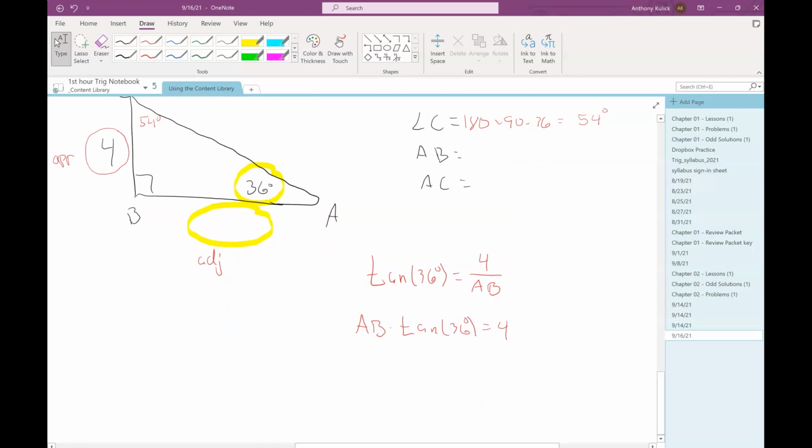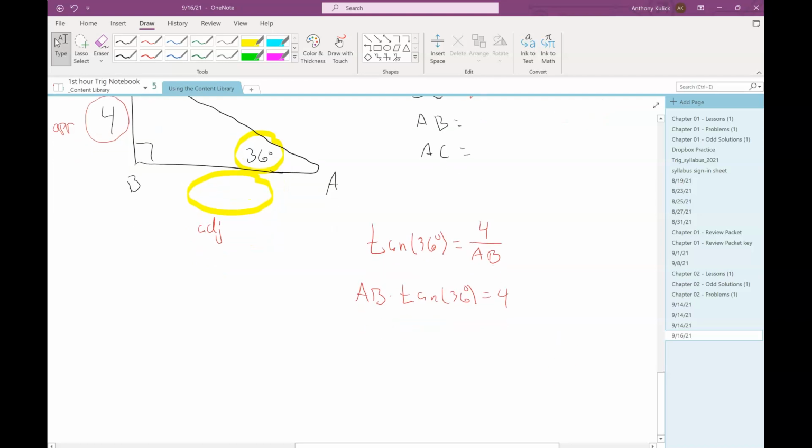Everybody's okay there? And then I'll divide both sides by tan 36. Remember, tan 36 is just a number, right? That's something we can type into our calculator. So if I have AB times tan 36, that's just one number, right? So I can just divide the tan 36 over to the other side.